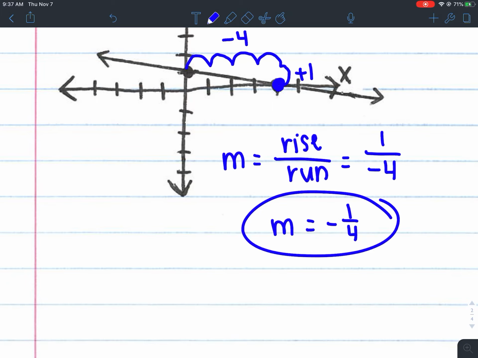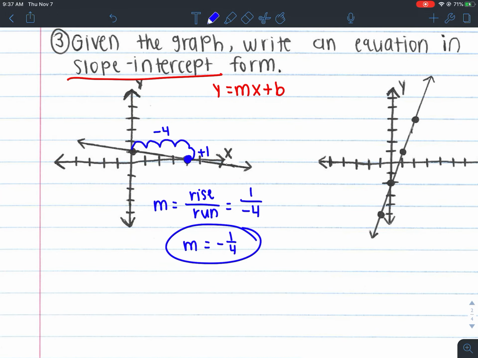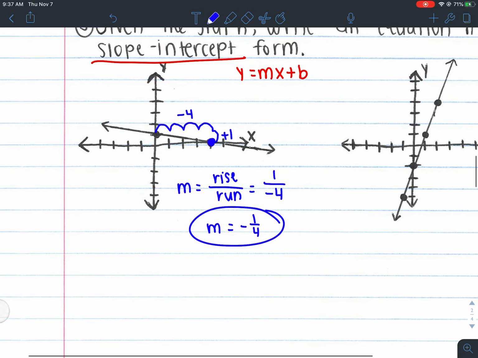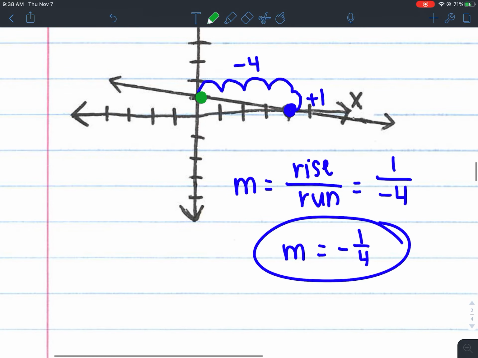But is that my answer? Is this my answer? No. It wants a slope-intercept form equation. You have to keep going. So for slope-intercept form, I need a slope and a y-intercept. So we got the slope, and now we need the y-intercept. Does the graph give me the y-intercept? Yes, right here. It's where the graph crosses the y-axis. My y-intercept is (0, +1).